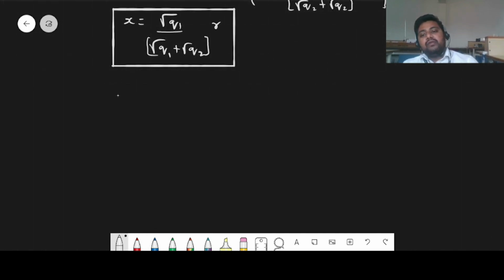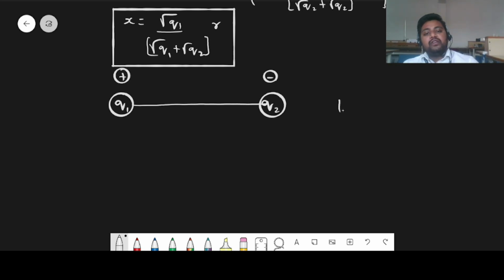In that, they might give you both unequal charges, of opposite sign. Let's say this can be positive, this can be negative. If the magnitude of q2 is greater than the magnitude of q1, then you cannot keep a charge very close to q2 since it is already greater. You are going to keep it in this region.